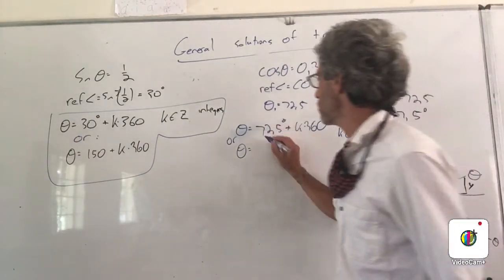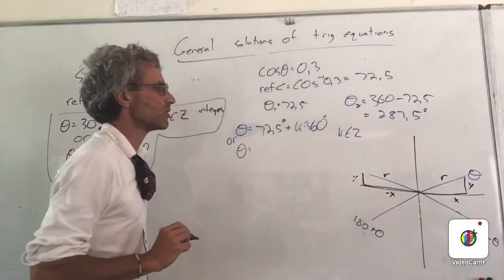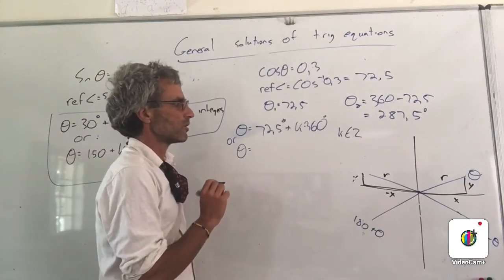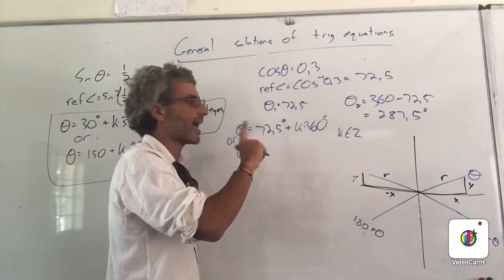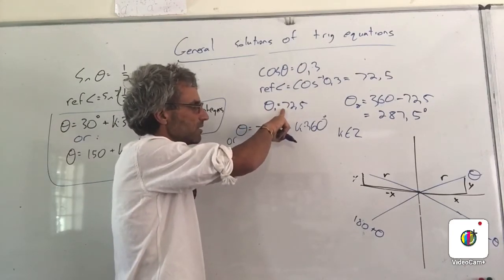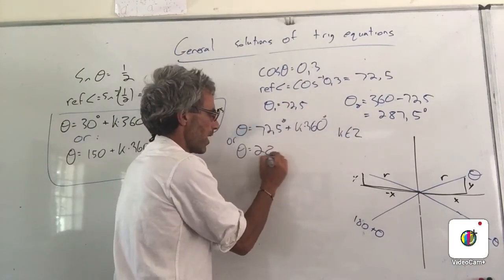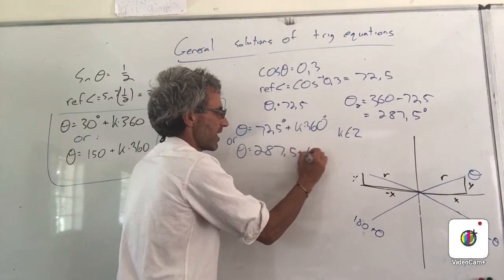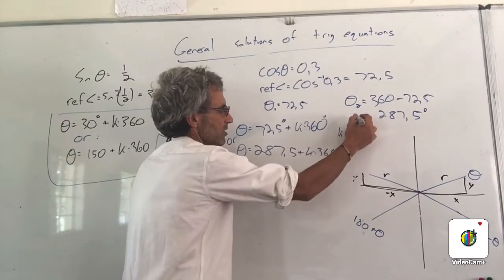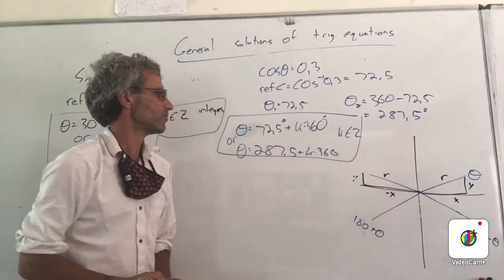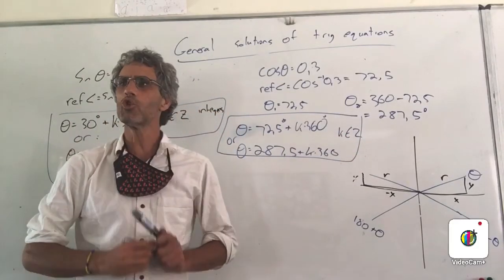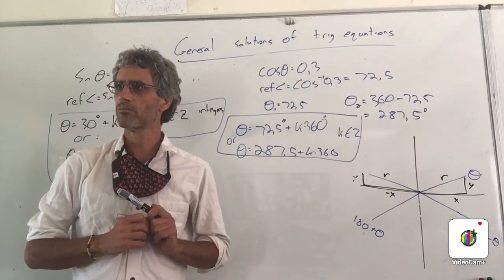We used the 72. What else we didn't use? 360. Yeah. So not 360. What did we say? What's the other angle? So 72 was 287,5 plus K times 360. Okay? You don't need to write down K belongs to Z again. It's for both of those. Okay? So that's your general solution.